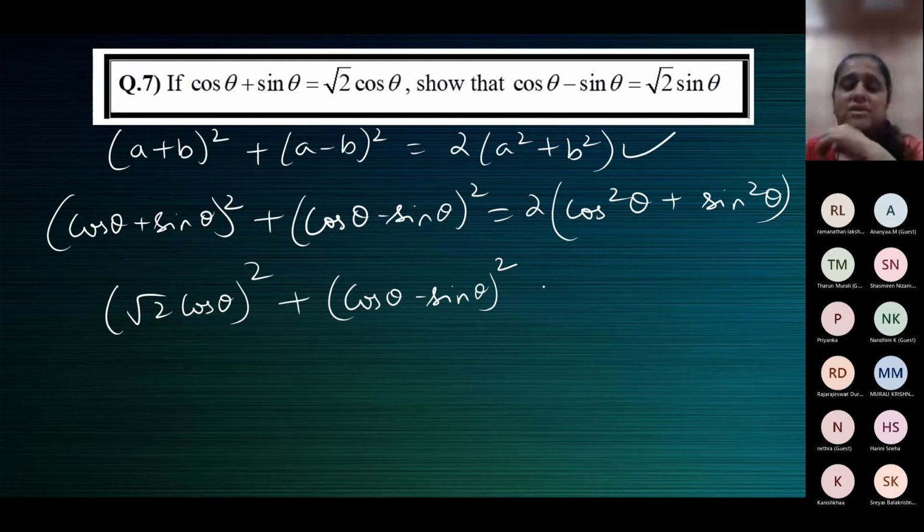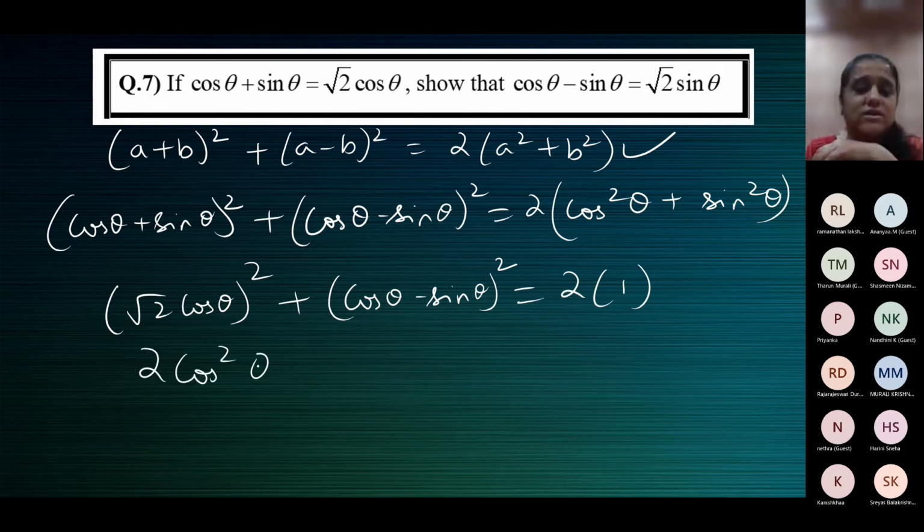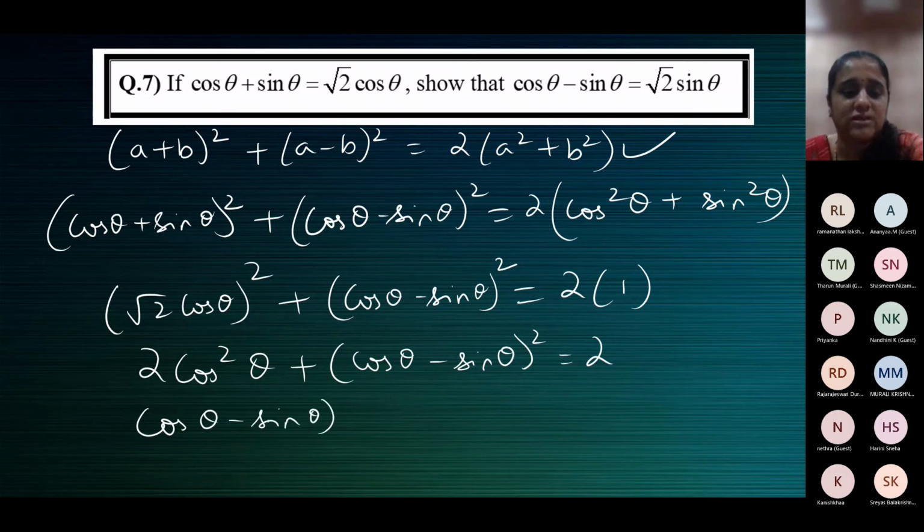So write that as it is equal to 2 into 1, because cos square theta plus sin square theta is 1. Now this is 2 cos square theta plus cos theta minus sin theta the whole square is equal to 2. Now transpose, because we have to find the value of cos theta minus sin theta. So we'll have this alone on one side and we'll transpose minus 2 cos square theta.